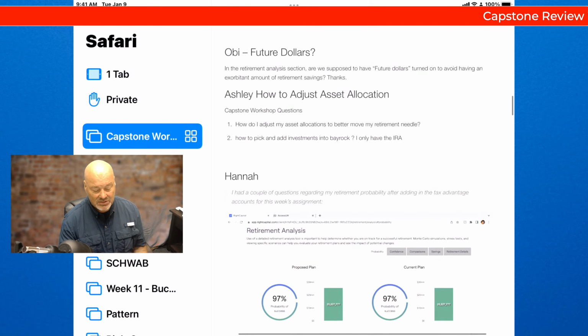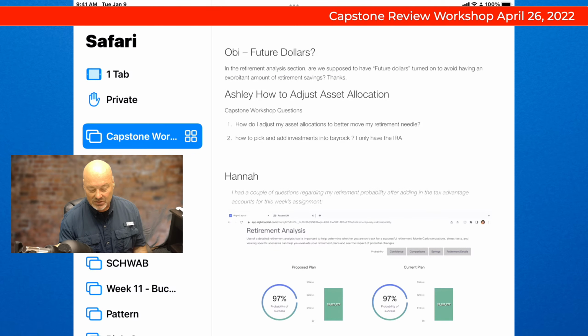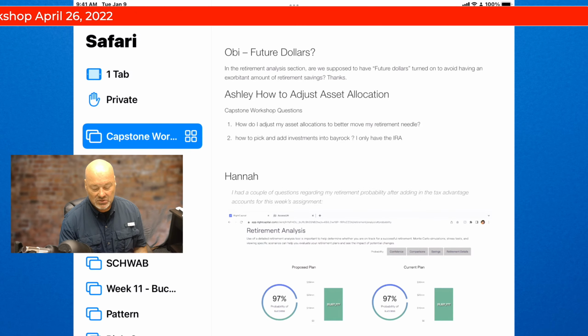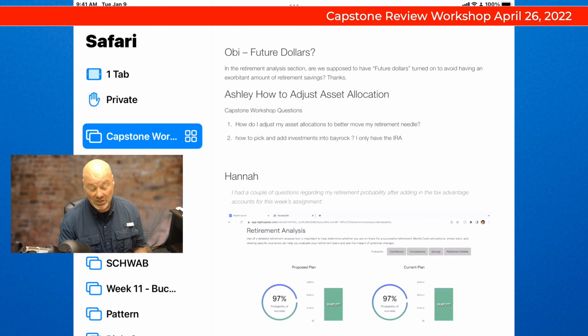OB asks about future dollars: in the retirement analysis section, are we supposed to have future dollars turned on to avoid having an exorbitant amount? Future dollars is not going to change the exorbitant amount. It's just going to give you future dollars instead of present dollars. But the exorbitant amount comes from not having realistic expenses or having unrealistic inputs or income. And part of it could be that you didn't change your age. That will make a big difference.